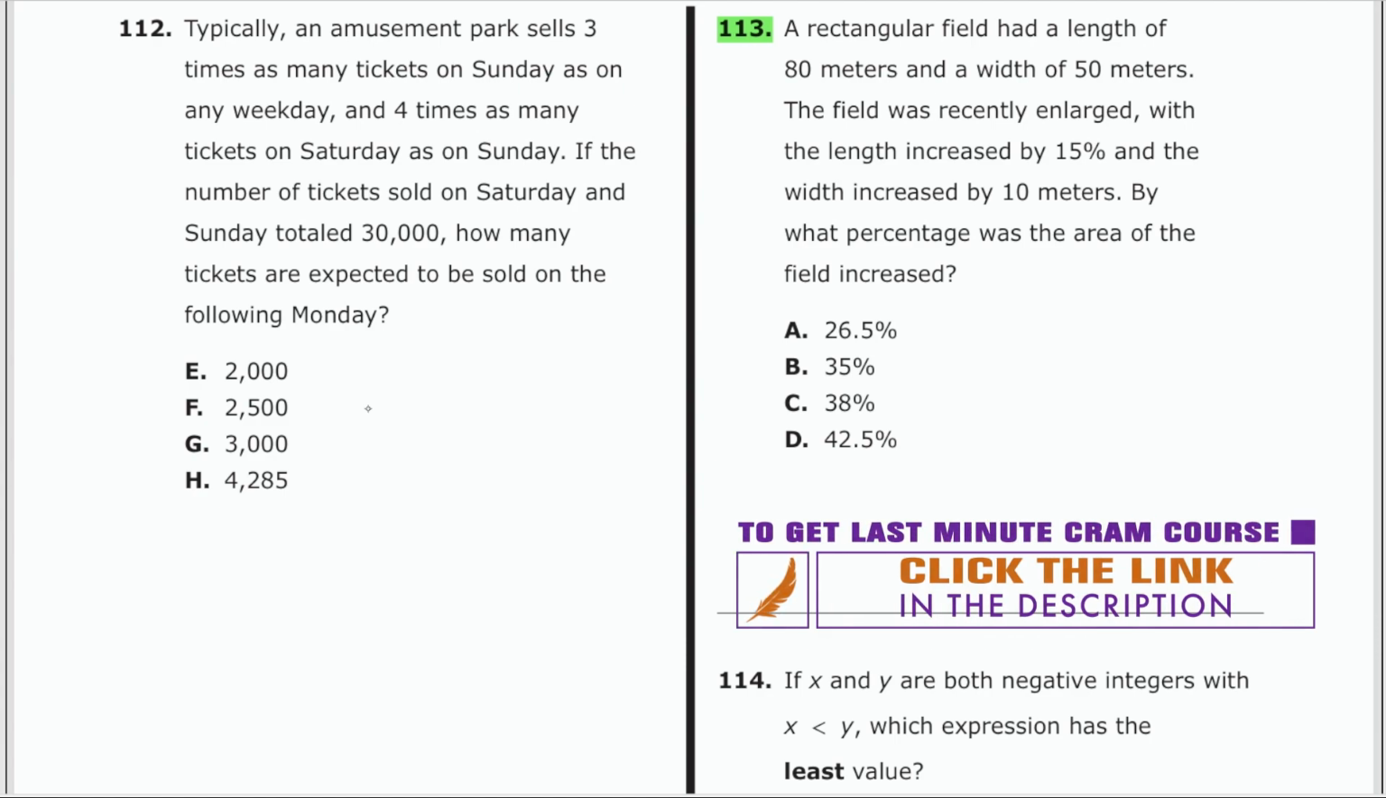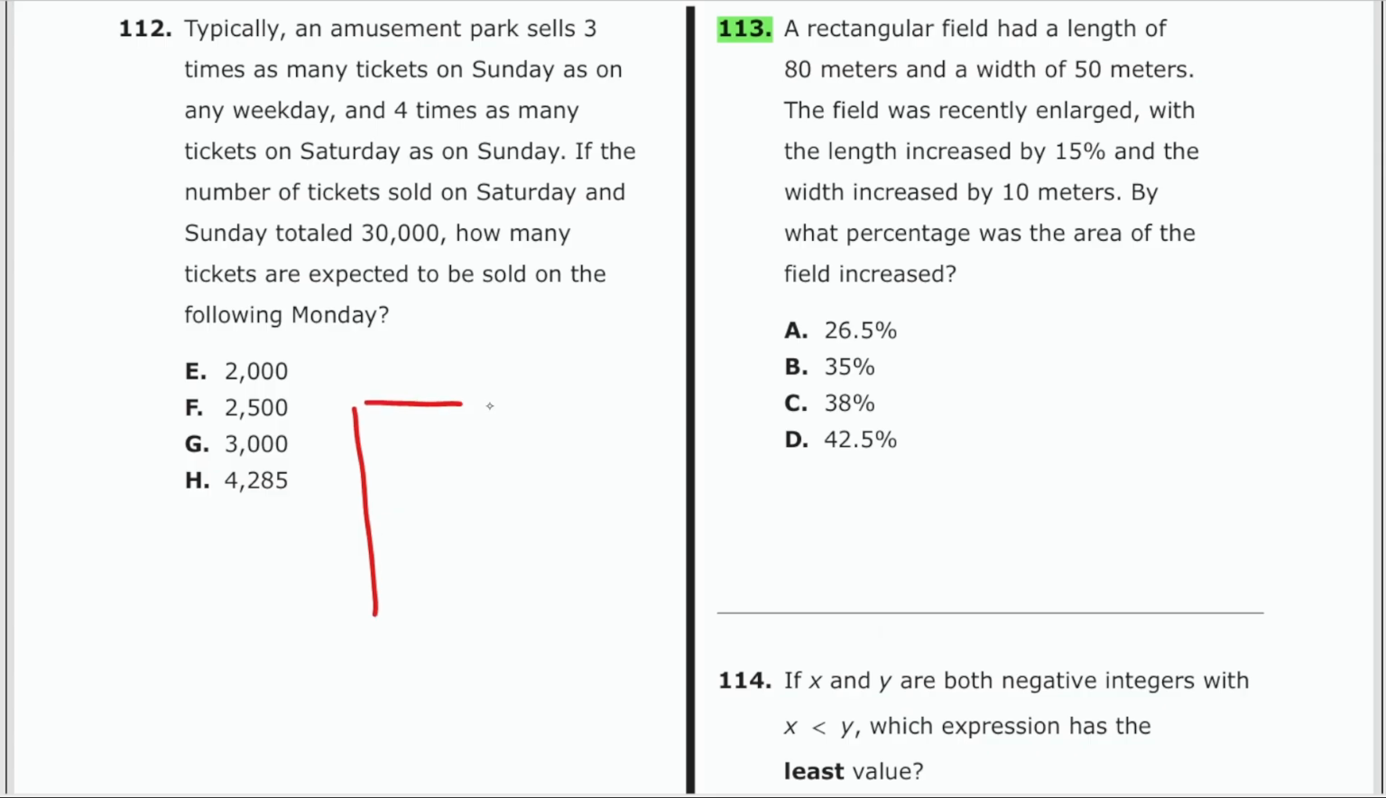So let's imagine a rectangular field. Okay, so that's a rectangular field. All right, now the length is 80 meters. So this is 80 and the width is 50 meters. Okay, now what's happening is this. The field has been recently enlarged, right?